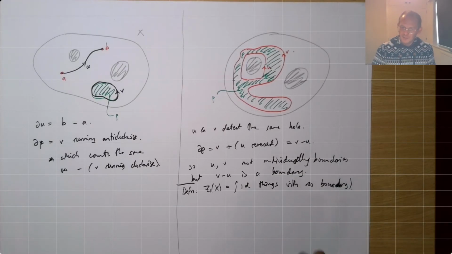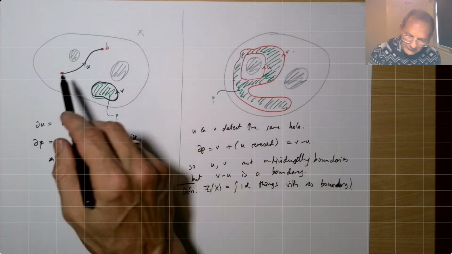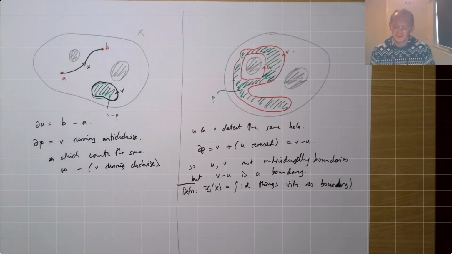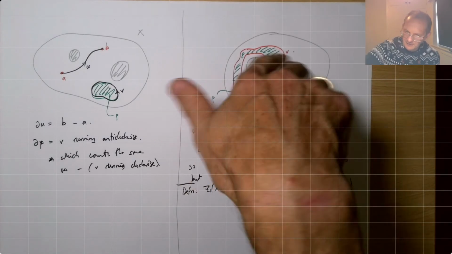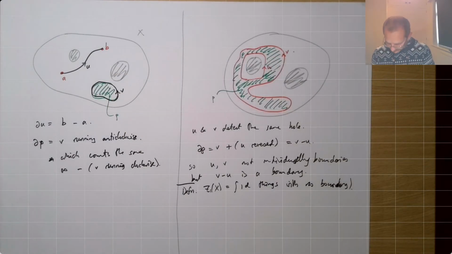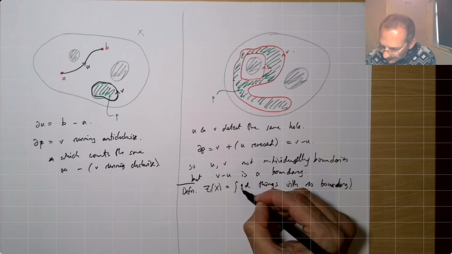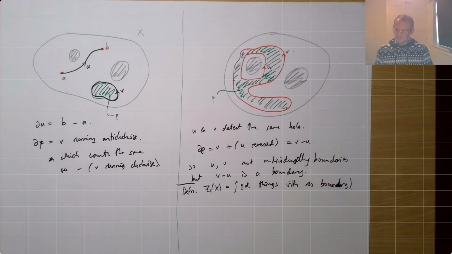Okay, I should clarify what I mean by one-dimensional here, right? I mean these paths. If you look at a small piece of a path, then that looks like a small piece of R^1, and so for that reason, we think of paths as being intrinsically one-dimensional. Even if they curl around in 2 dimensions or 3 dimensions or whatever, any small piece of a path is like R^1. So here when we say one-dimensional things, we basically mean paths.